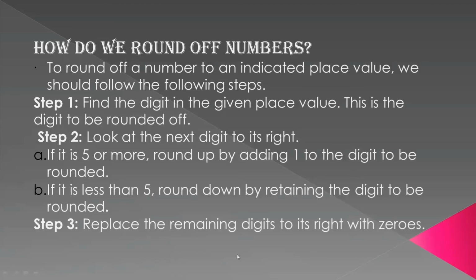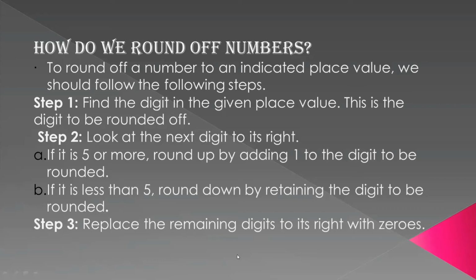If we look at the digit to its right, there is a situation. If the digit to its right is 5 or more, then we are going to round up. How are we going to round up? We are going to add 1 to the digit to be rounded off. Mag-a-add tayo ng 1 doon sa digit na i-round off natin or sa given place value na i-round off natin.